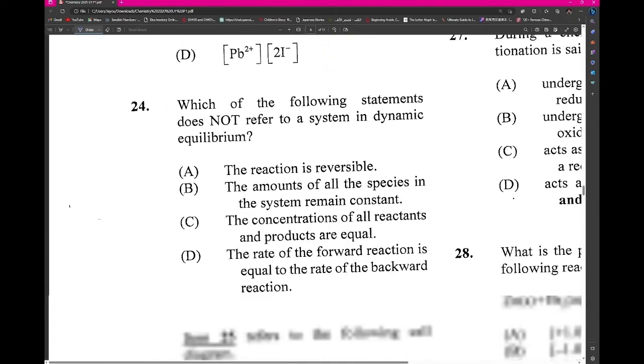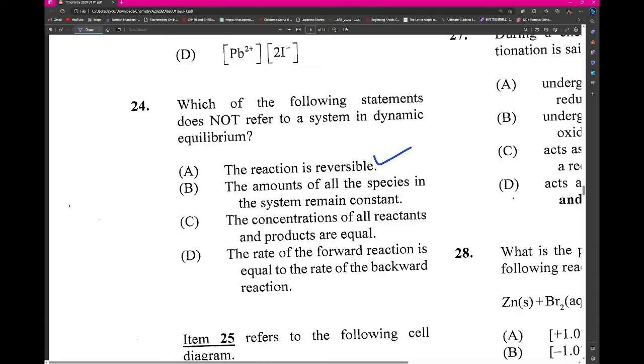Alright, so 24, which of the following statements does not refer to the system in dynamic equilibrium? Reaction is reversible. That is true. The amounts of all the species in the system remain constant. Not sure about that. The concentrations of all reactants and products are equal. The rate of the forward reaction is equal to the, okay, that's true. So C and B are giving issues.